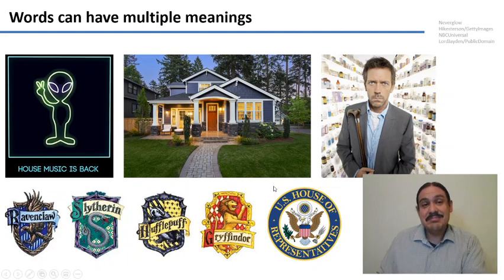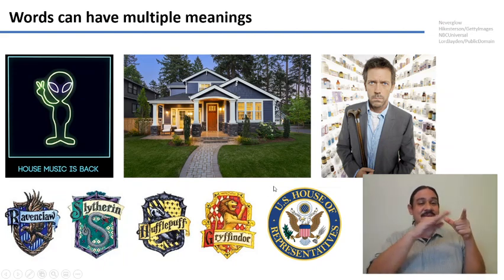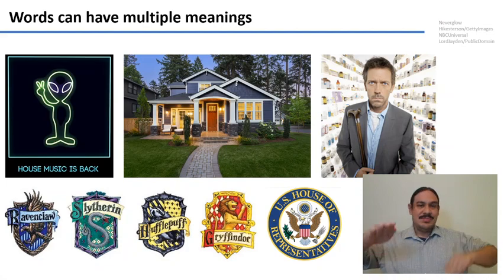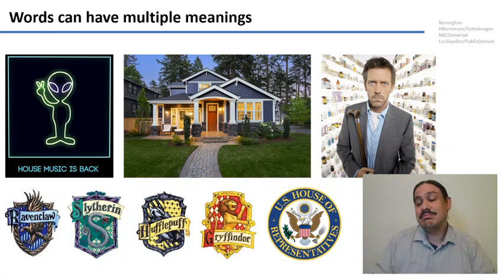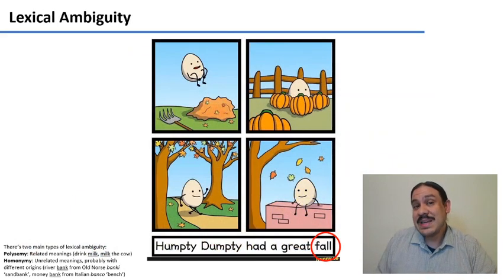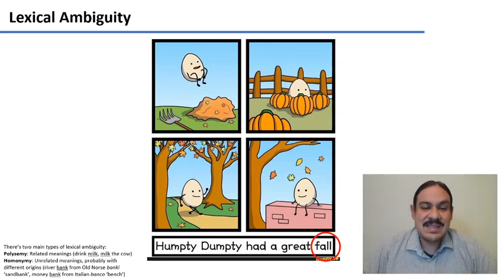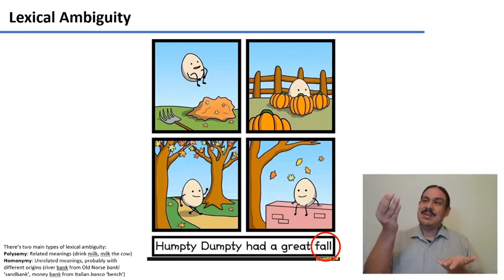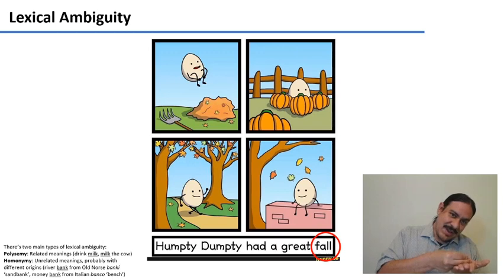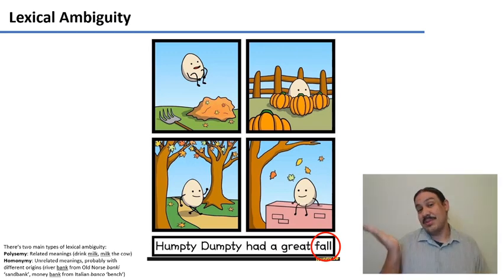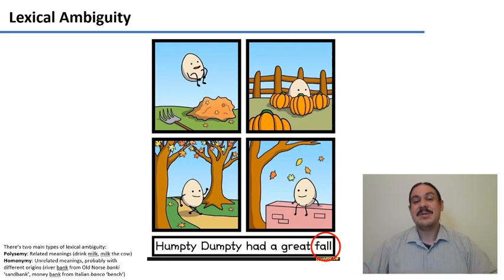So as you can see, a single signifier can be associated to multiple meanings. And so if you use that word, it could be interpreted in multiple ways. For example, in "Humpty Dumpty had a great fall," the fall could mean being attracted by gravity onto the ground, or autumn, the season where leaves change.